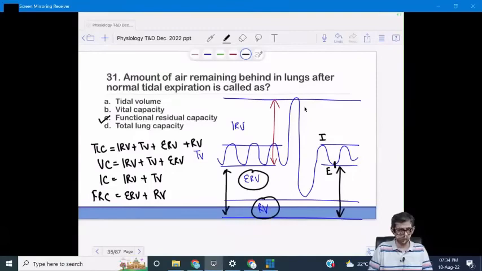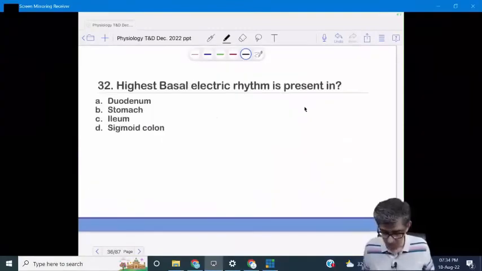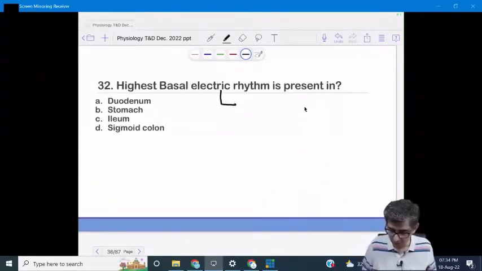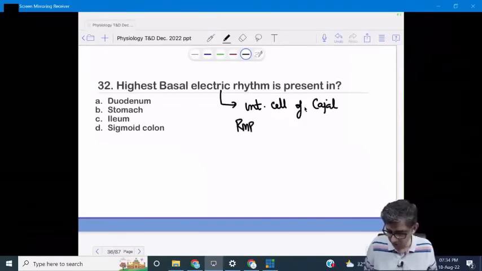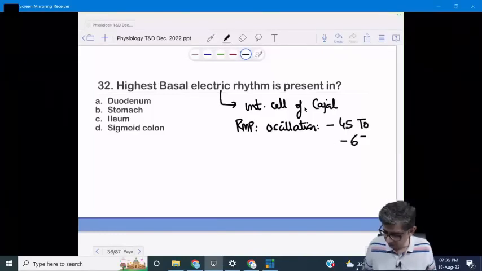Coming to question number 32, basal electrical rhythm. So we know that basal electrical rhythm is by the interstitial cells of Cajal. The RMP will not be constant, it will exhibit an oscillation. This RMP will exhibit an oscillation between minus 45 to minus 65 millivolt.